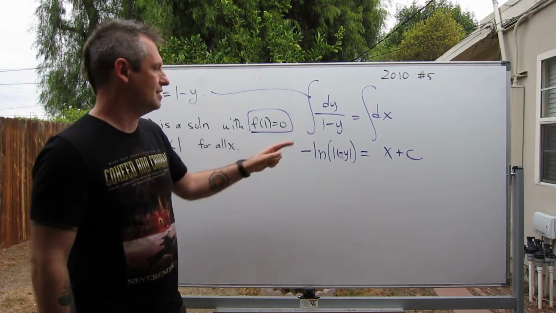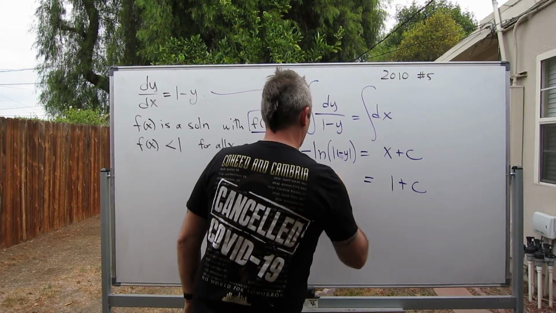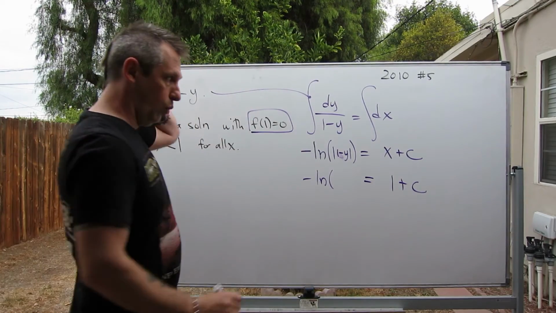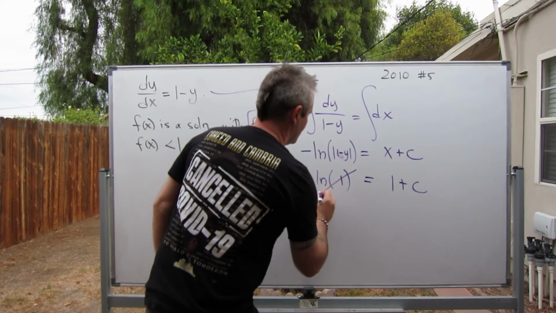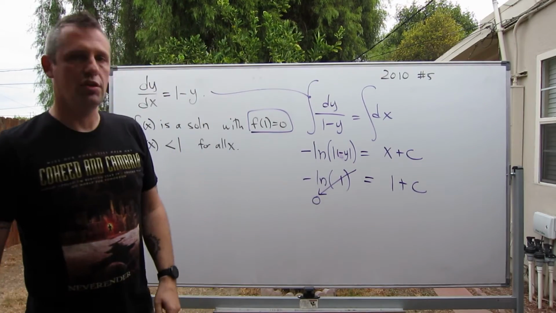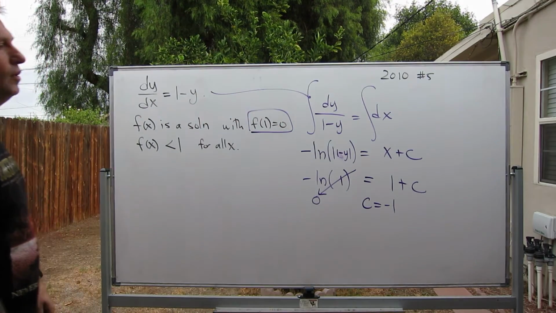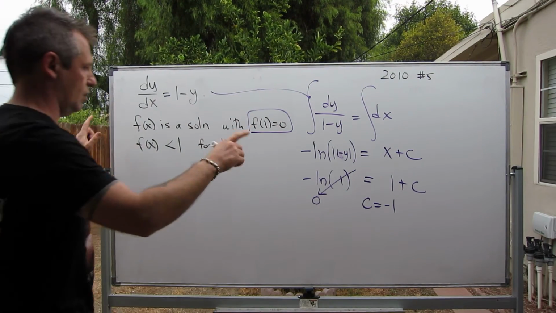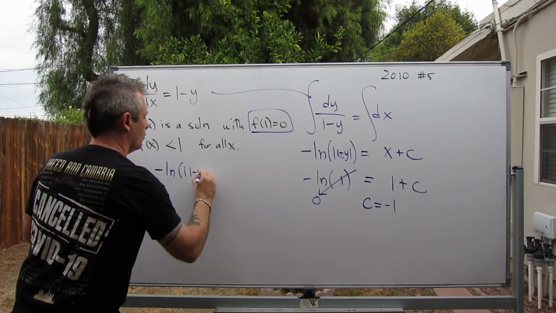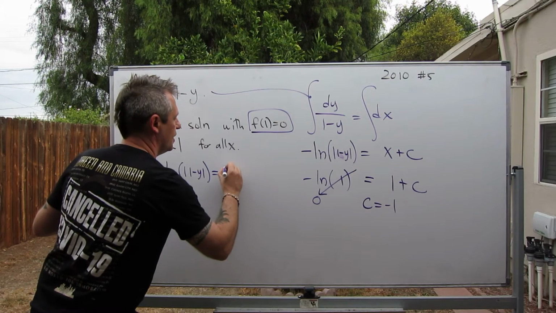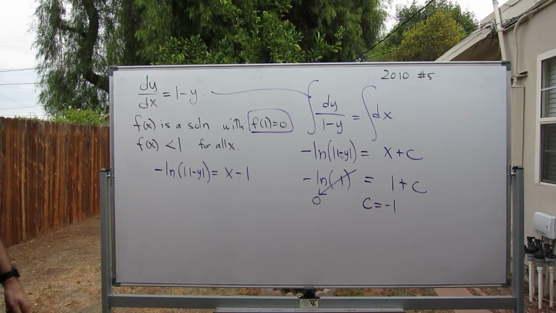So let's plug in x equals 1, and we're going to get 1 plus c equals negative ln of 1 minus 0, which is ln of 1, but this is just 0, and so we just found out that c equals negative 1. Okay, so let's go back to our, I'll write this down now. Down here now, we have negative the natural log of the absolute value of 1 minus y equals x minus 1. And we're going to try to solve this for y.